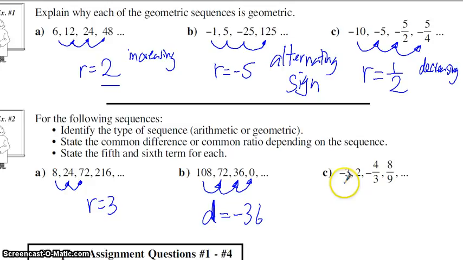And finally, this one. How can you find out the ratio? You take any term divided by the previous term. 2 over -3, which means -2 over 3. Then you try the second one, this one divided by that one, is it -2 over 3? The answer is yes. And then take this one divided by that one, it is -2 over 3. So this is geometric.